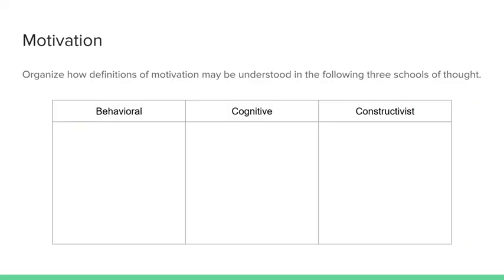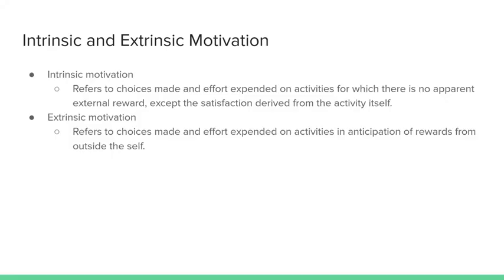So let's look at the two common types of motivation: the first one, intrinsic motivation, and the other one, extrinsic motivation. As you can tell from the wording itself, intrinsic is something that happens within, and extrinsic happens outside. Intrinsic motivation refers to choices made and effort expended on activities for which there is no apparent external reward. What this means is there is nothing that you are going to get as an external reward by learning English, for example, except the satisfaction. So you get something inside.